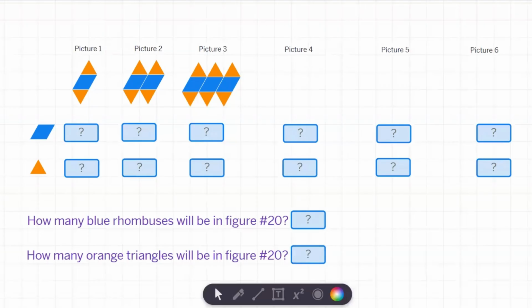This is Miss Jen, and in this video I will discuss arithmetic sequence. So let us start by analyzing and observing this pattern.